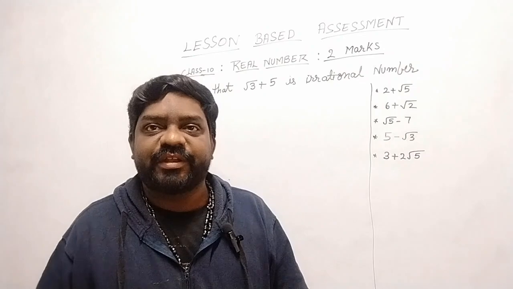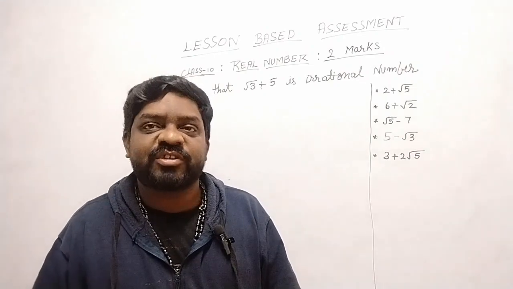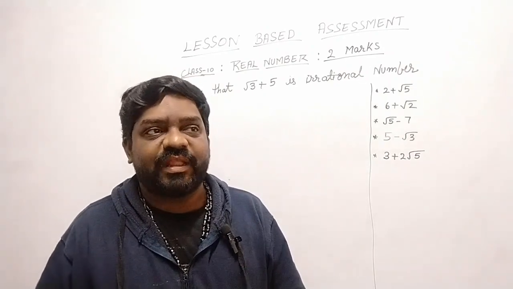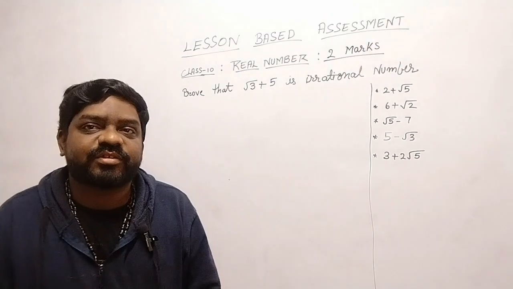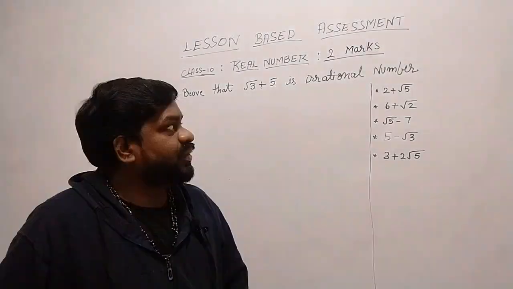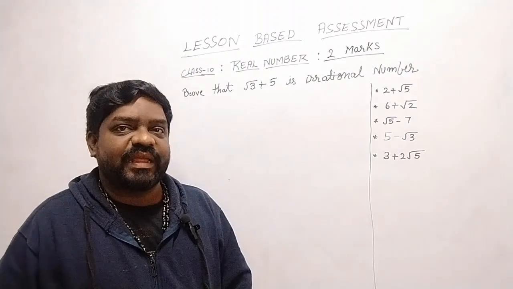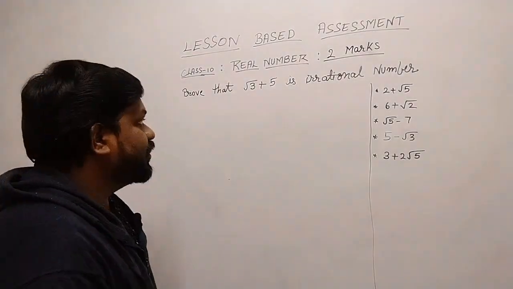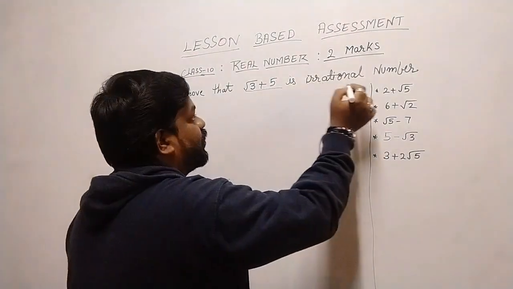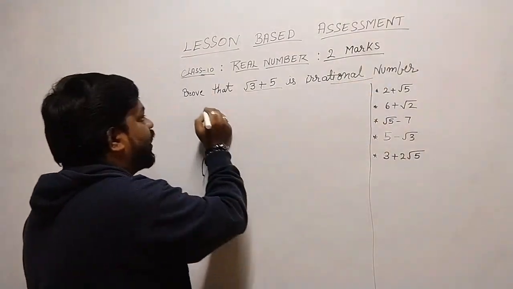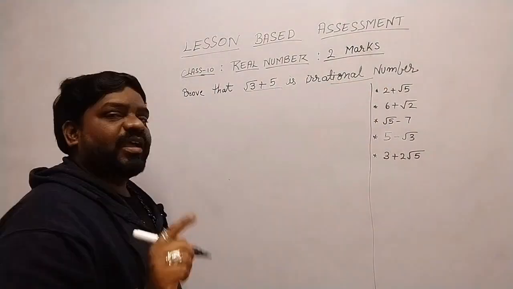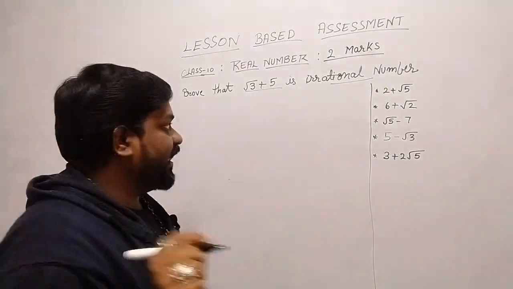In this video we will continue with the 2-mark questions from the chapter Real Numbers. Look at the question. We have to prove that root 3 plus 5 is an irrational number. To prove that root 3 plus 5 is irrational, first we need to assume it as a rational number.